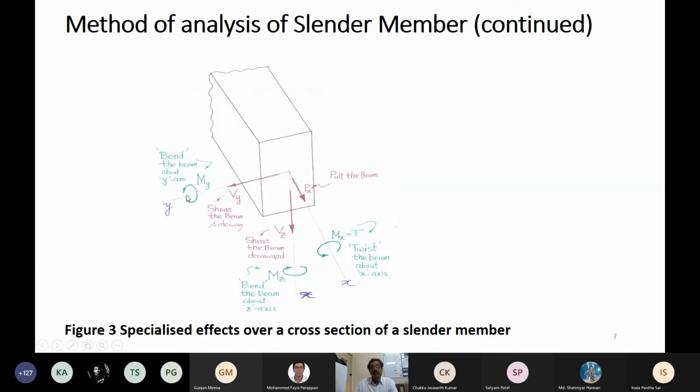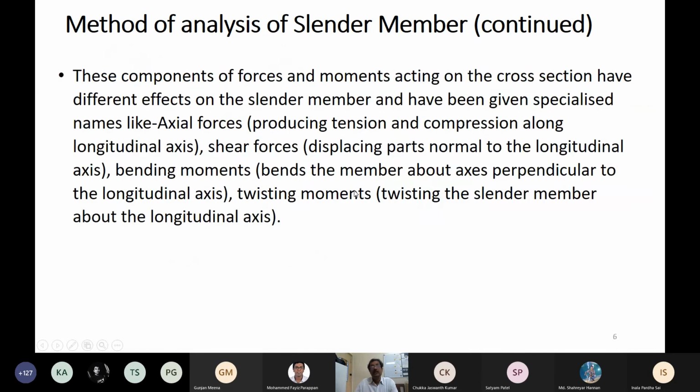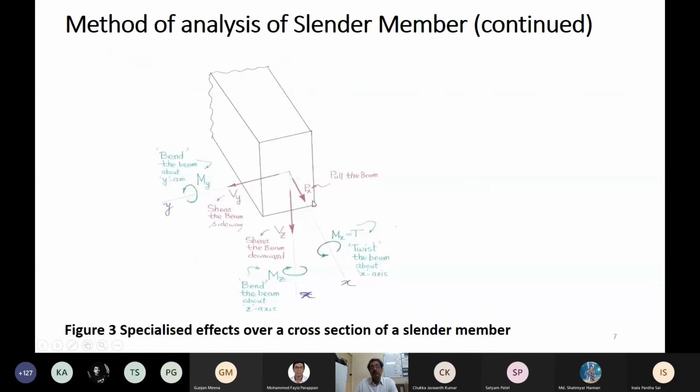And can you just check? My is the moment about the y-axis. Suppose you hang this part of the beam on the wall, and can you imagine that My will try to bend the beam, still keeping it on the wall? It will bend like that. And now Mz will also try to bend the beam, but now the beam will come out of the plane of the wall. So this is called the bending moment out of the plane. So now you examine Mx.